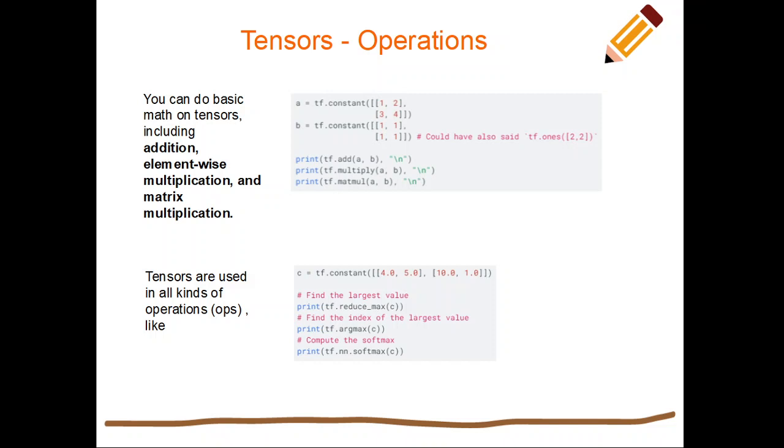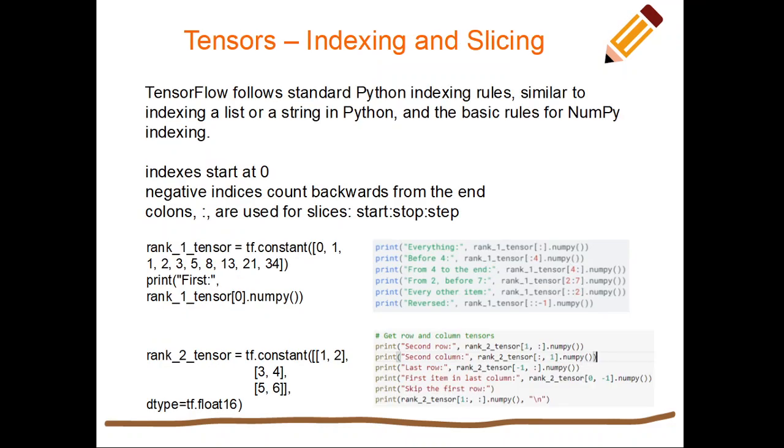So all these calculations are being done using the tensors and the related operations over there. Now what is the concept of tensor indexing and slicing? Indexing is all about getting to a specific element of the tensor.